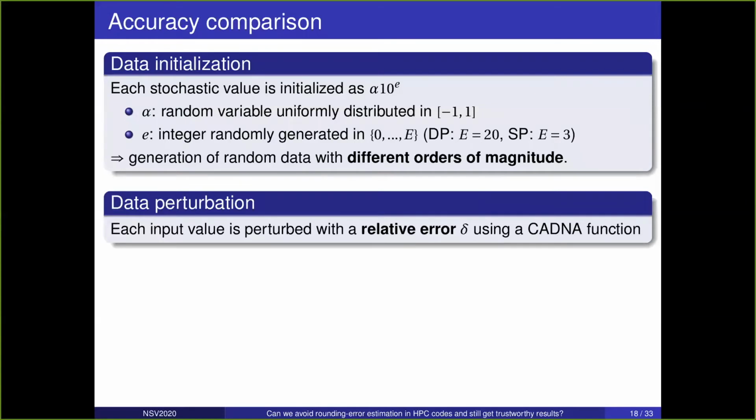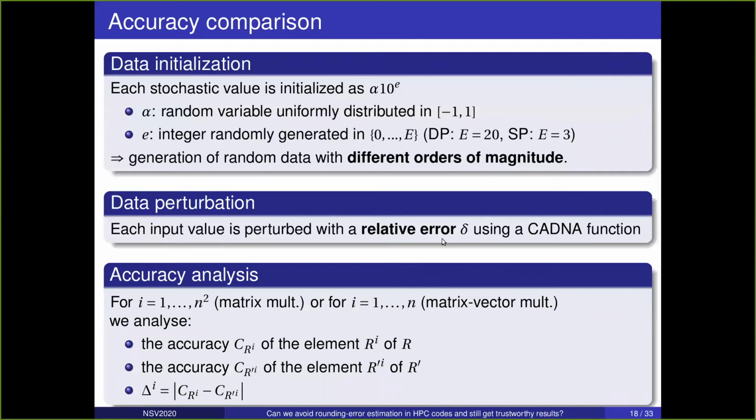So we generate random data with different orders of magnitude, and then each input value is perturbed with a relative error delta. We use a CADNA function for that. Then we will analyze the accuracy. So for each element in R and R prime, we will get its accuracy, and we will compute the difference between the two accuracies.